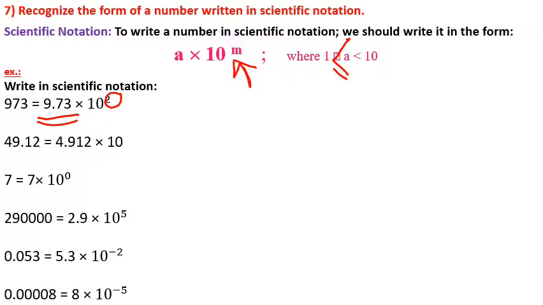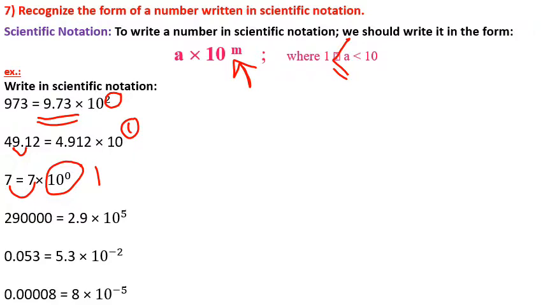Also 49.12, we should make it between 1 and 10. It will be 4.912, so we moved the point only one digit, so we wrote it as a power 1. 7 is a number between 1 and 10, so I should keep it 7. If I kept it 7, it should be multiplied by 10 to the power 0, as if I am multiplying it by 1 to give me 7, the same number.